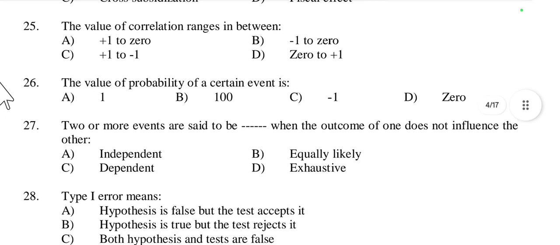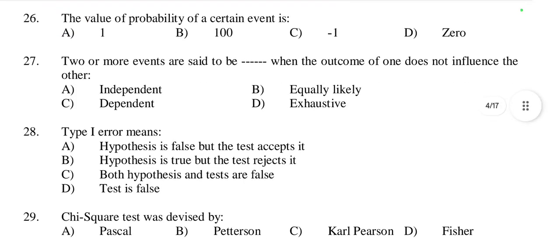Then question number 26. The value of probability of a certain event is 1, 100, minus 1, or 0. So the value of probability of a certain event is by default 1, because the probability of a certain event is 1, meaning it is guaranteed to occur. In probability, values range from 0 to 1. 0 means an impossible event and 1 means a certain event. So it is 1. Then question number 27.